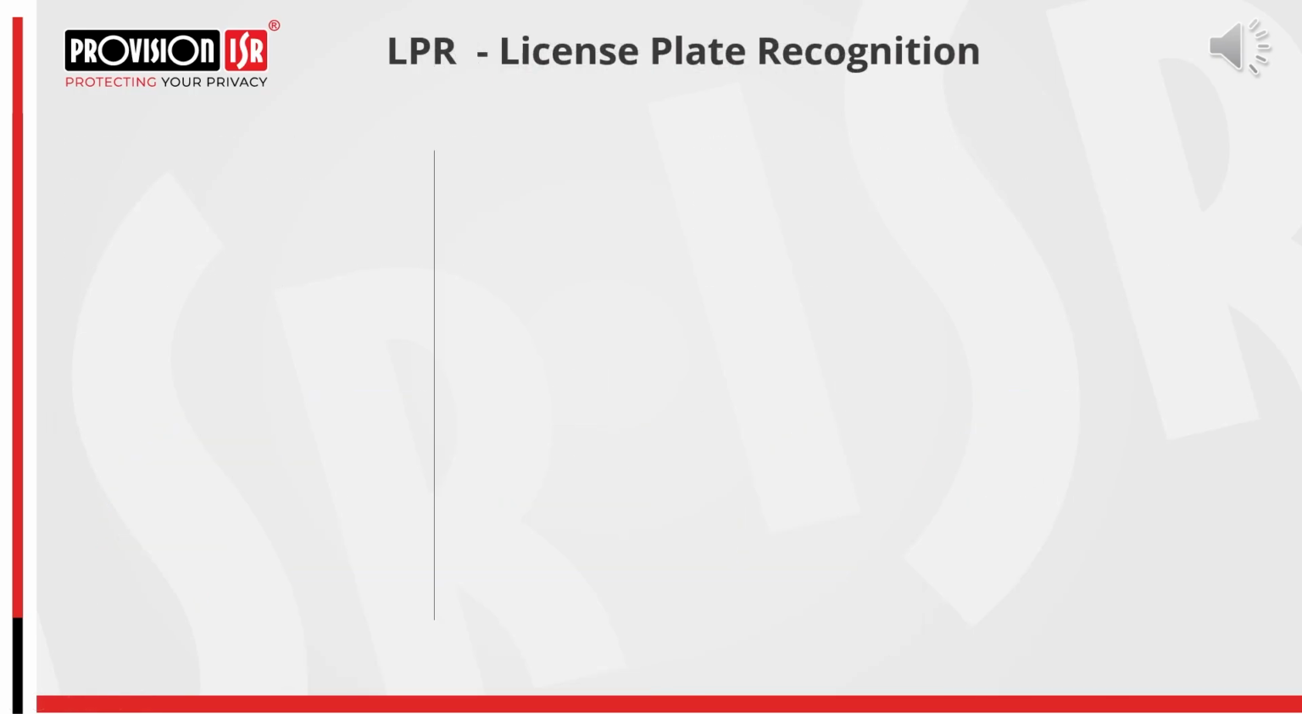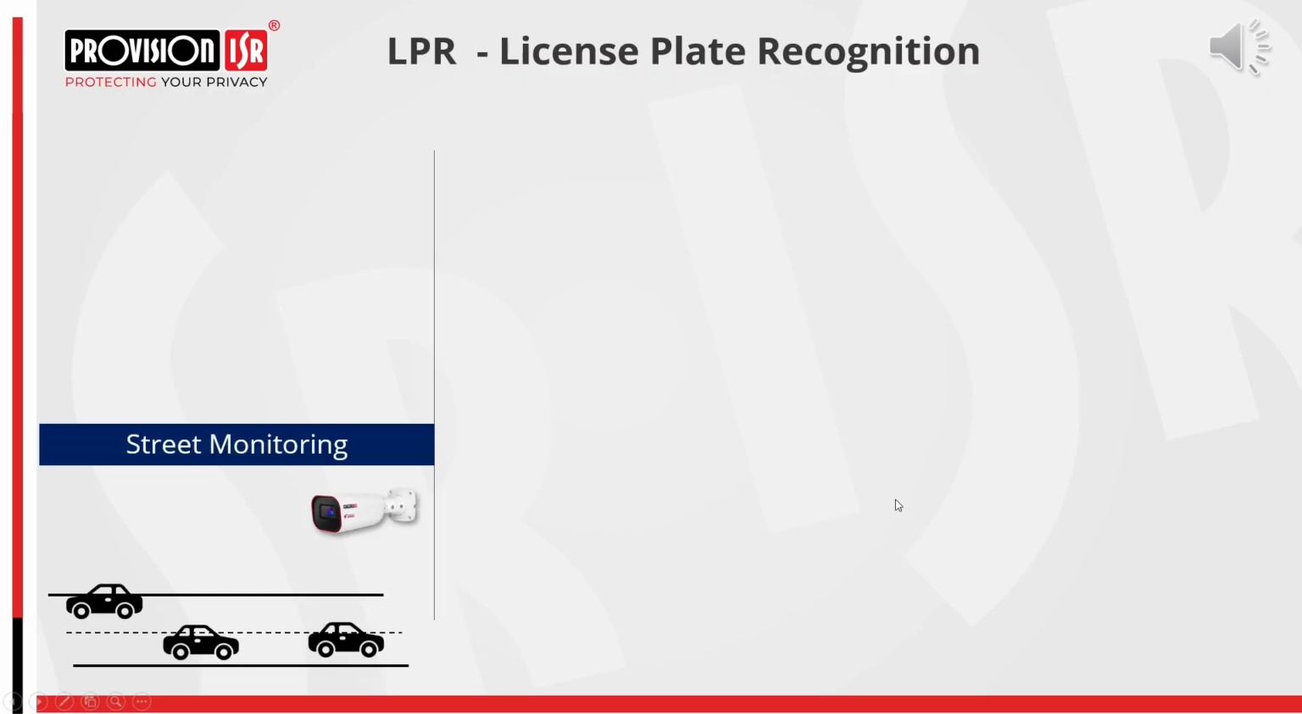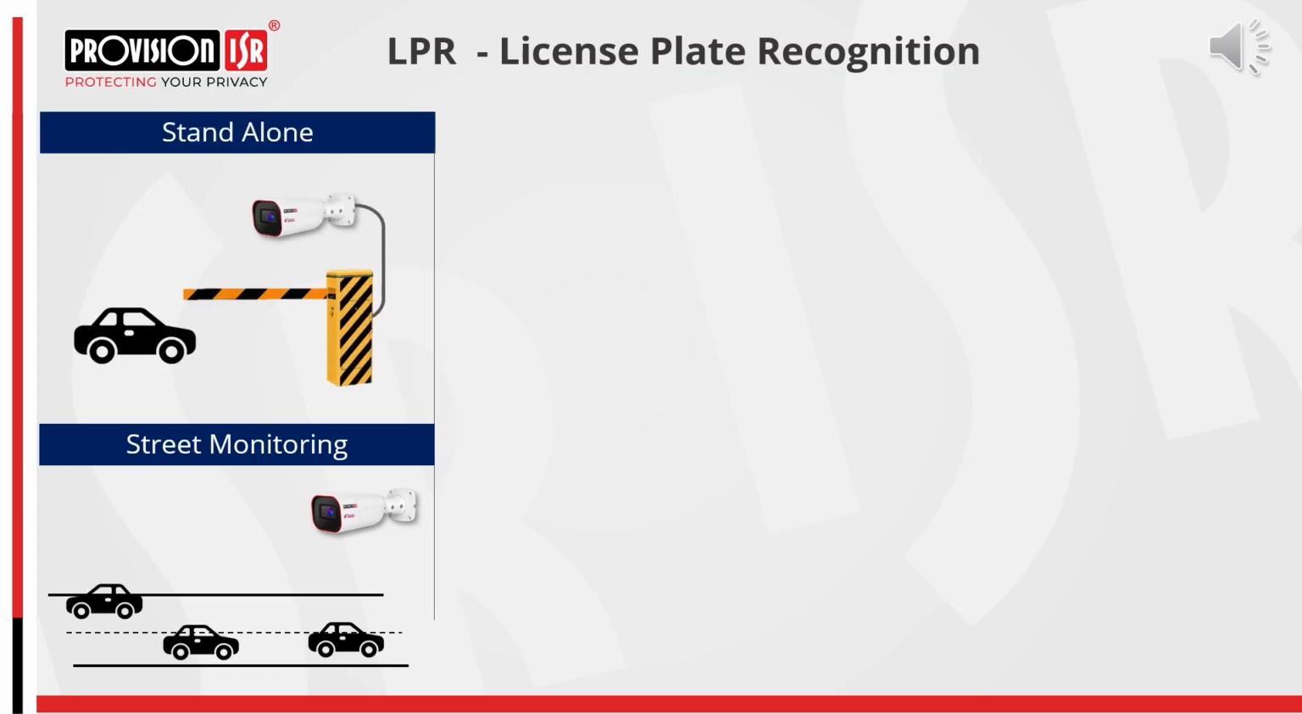An LPR camera can be deployed in several common scenarios. Street monitoring: the camera monitors traffic and registers all passing vehicles. It can also generate alerts when a license plate matches a blacklist or watch list. Standalone operation: the camera is connected directly to a gate and opens it based on an internal allow list of license plates, without relying on an NVR.